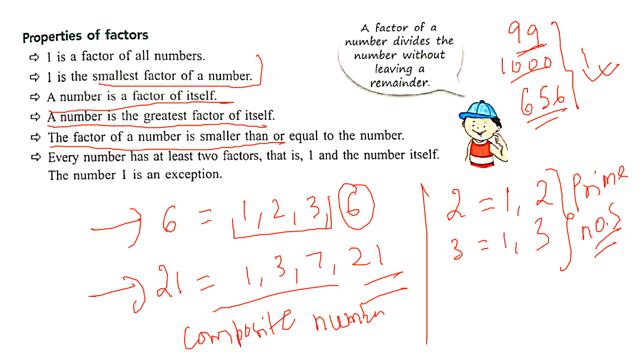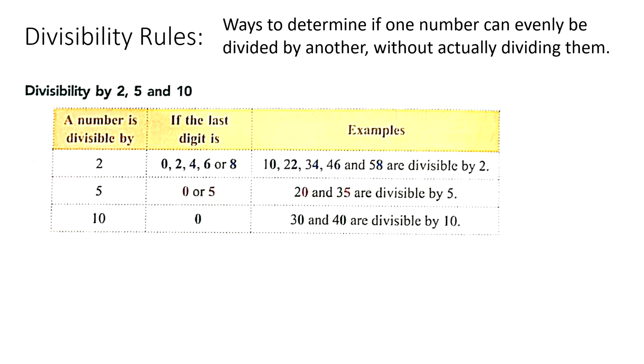So a number which has only two factors is a prime number. A number which has more than two factors is a composite number. Okay. On the other hand, 1 and 0, they are neutral numbers. They are neither prime nor composite. Now, this is an important thing that you have to learn in this particular chapter, that's your factors.